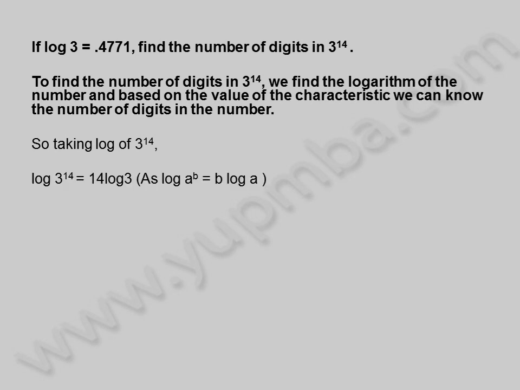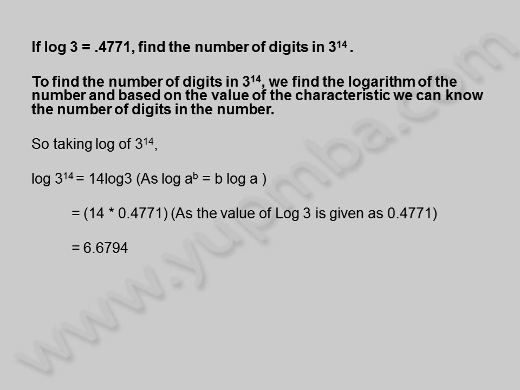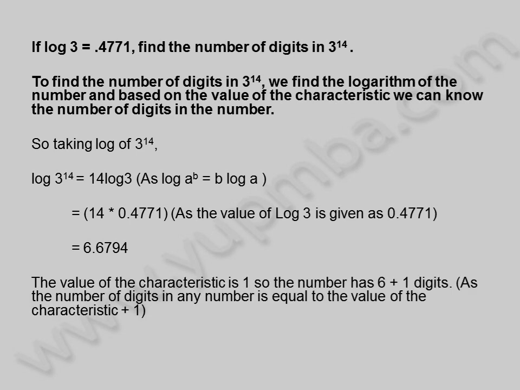Log 3 power 14 is equal to 14 log 3, as log A power b is equal to b log A. This is equal to 14 into 0.4771, as the value of log 3 is given as 0.4771, which is equal to 6.6794. The value of the characteristic is 6, so the number has 6 plus 1 digits.